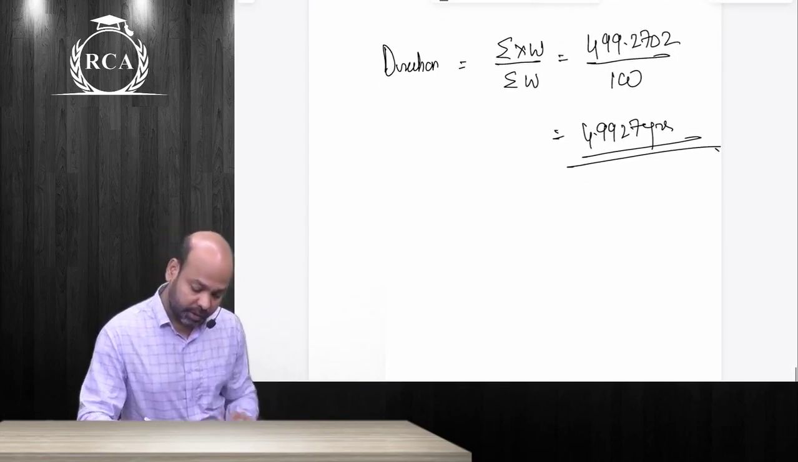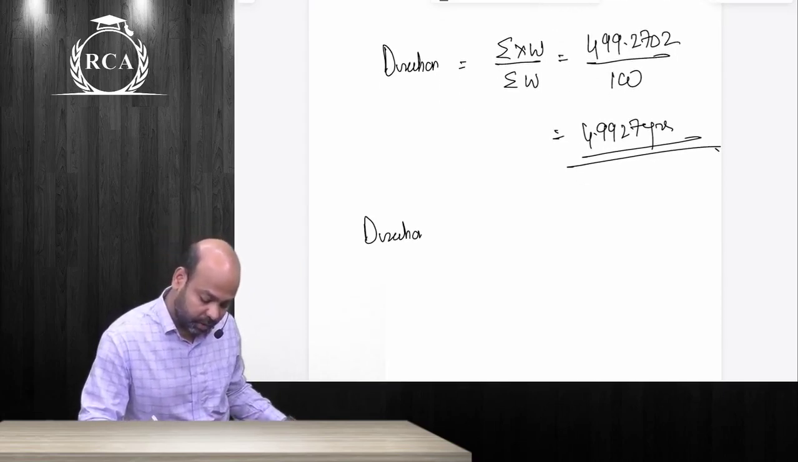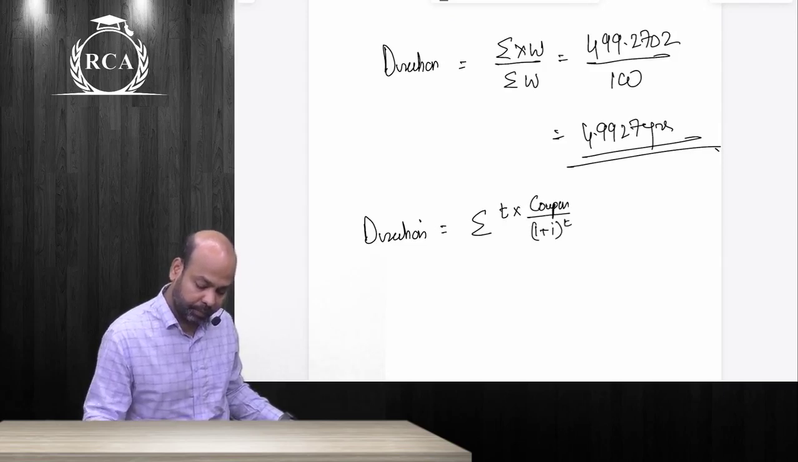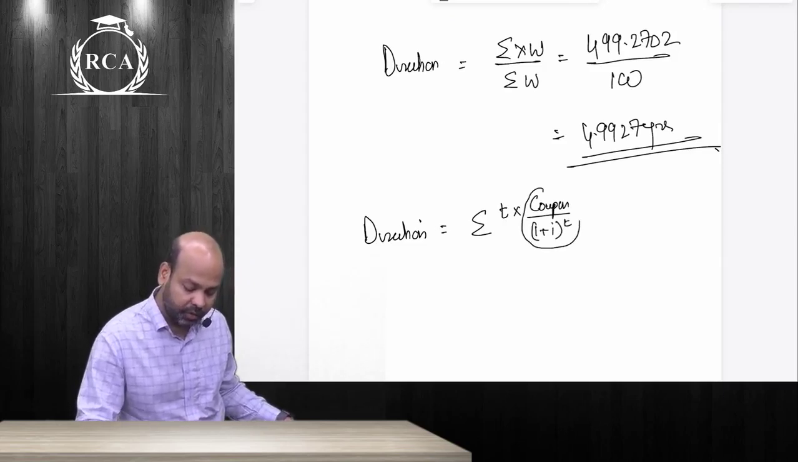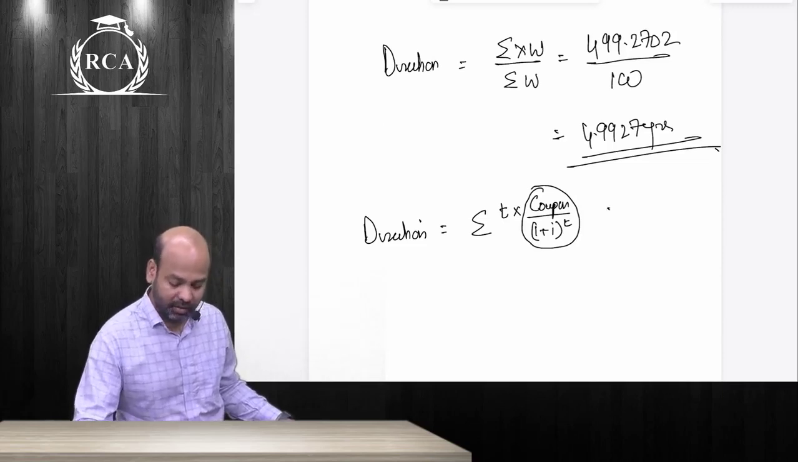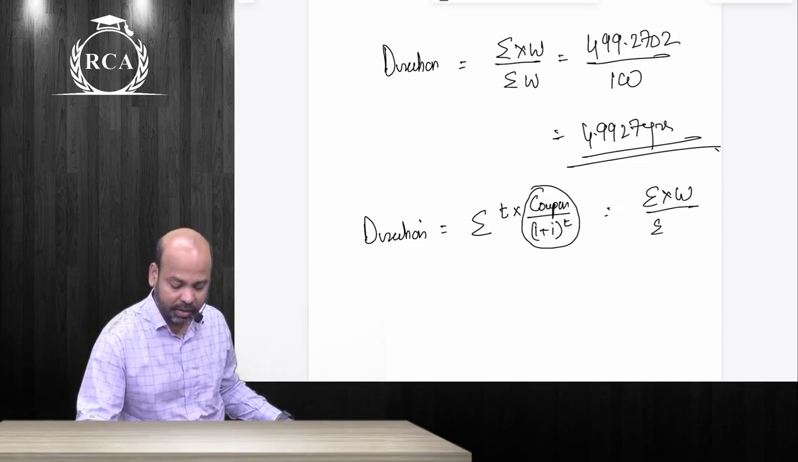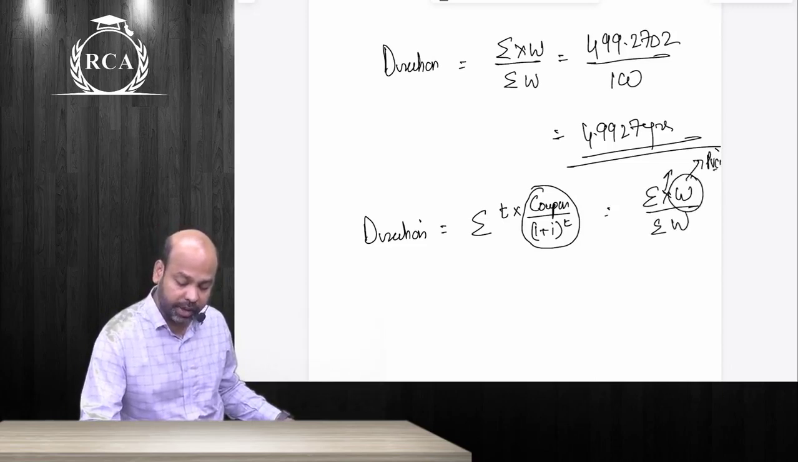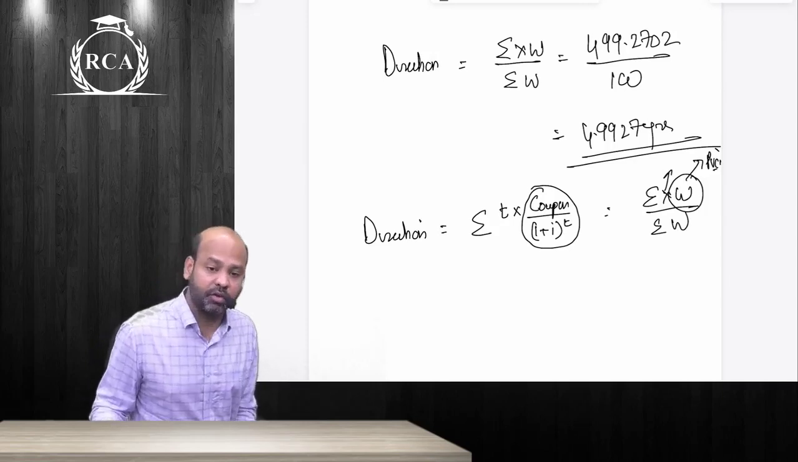The duration formula given in the ICI material is similar, but they write it like this: time period multiplied by coupon amount divided by 1 plus I whole power t. Isn't this the present value of cash inflows? Yes or no, guys? Rather than remembering all this, simply use xw divided by w, where weight is the present value of cash inflows, and x is the time period over which the cash flows are arising.